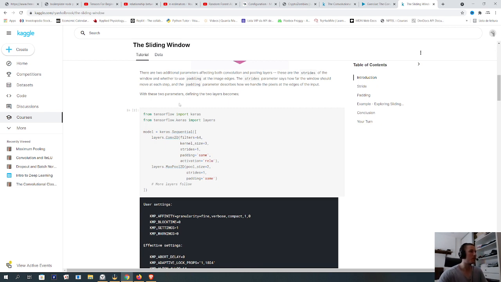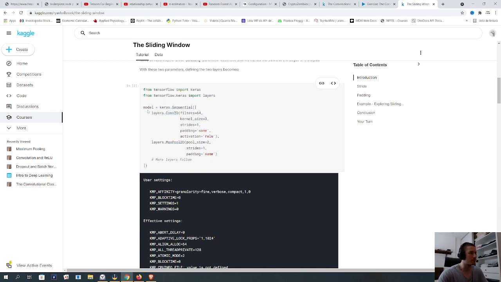With these two parameters, defining the two layers becomes the kernel sequential layers Conv2D. So from what I understand so far, they can have different strides, because although they are related, they are not necessarily the same thing.